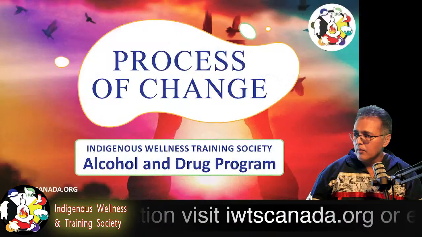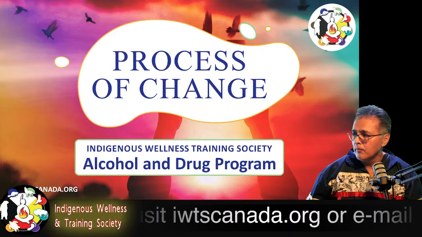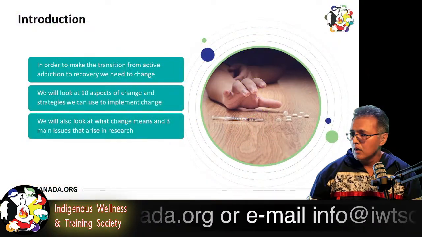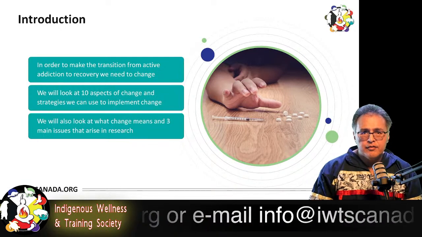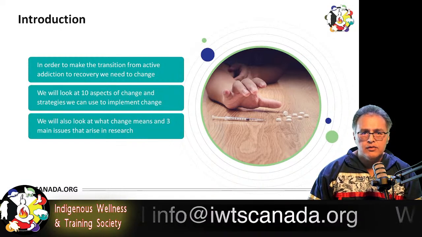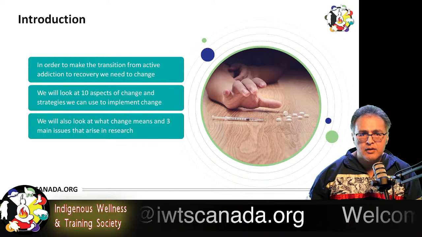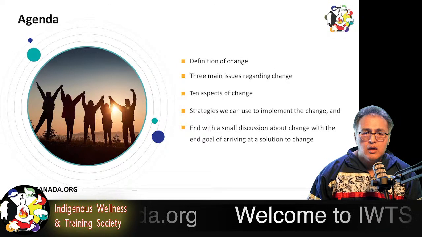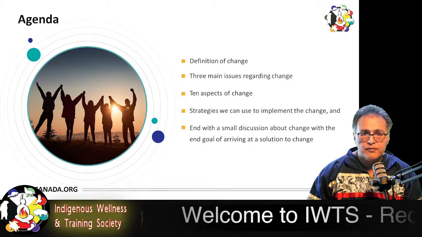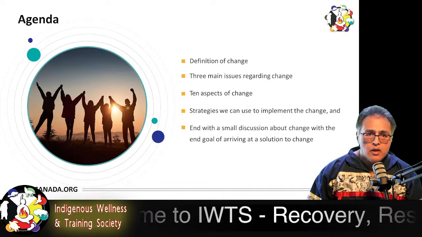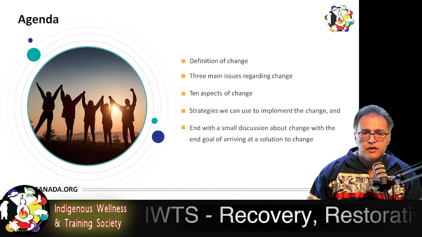So anyways, in this presentation, we'll look at the process of change. At least we'll start the discussion. In order to make the transition from active addiction into recovery, we need to change. So in this presentation, we'll look at 10 aspects of change and strategies that we can use to implement the change. We'll also look at what change means and three main issues that arise as a result of that, what they're debating in the field. Anyway, so we'll look at the definition of change, three main issues regarding change, 10 aspects of change, and strategies that we could use to implement the change.